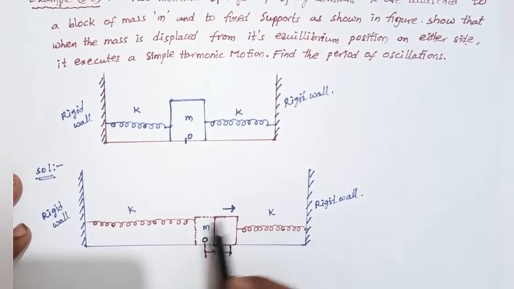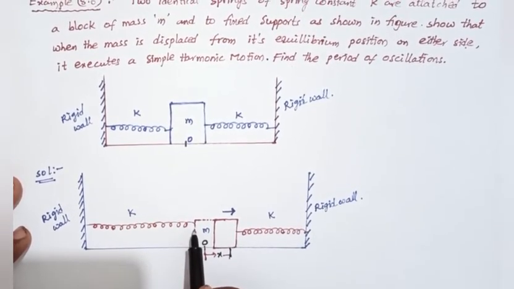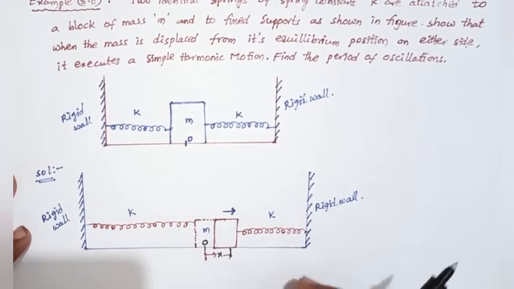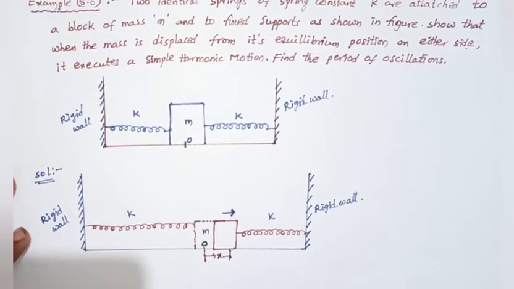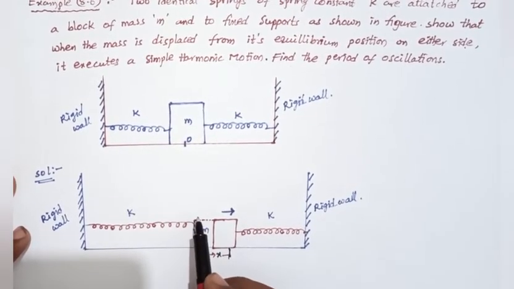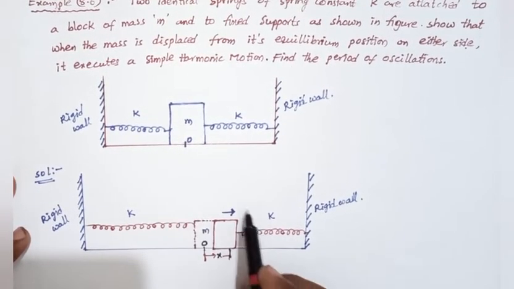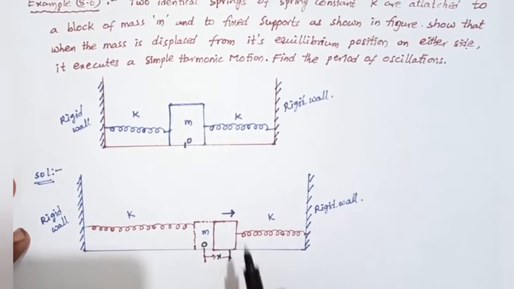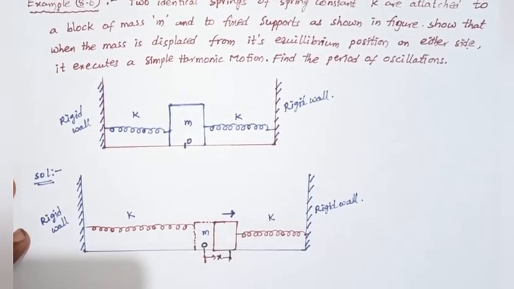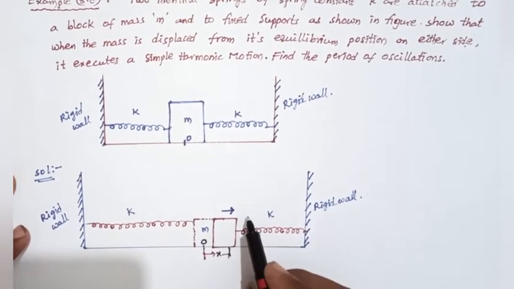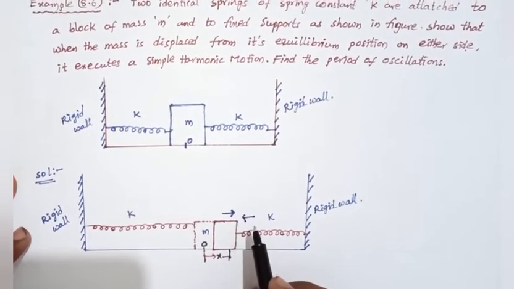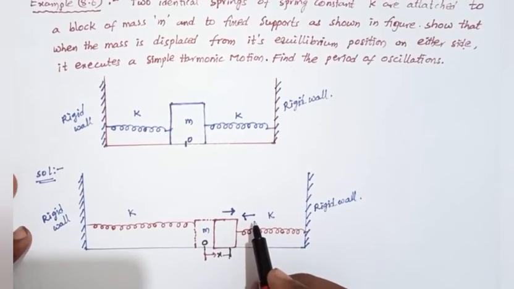After the elongating force, again it comes to the mean position. So this is the restoring force. The restoring force is applied on the block of mass M. So this force is applied.